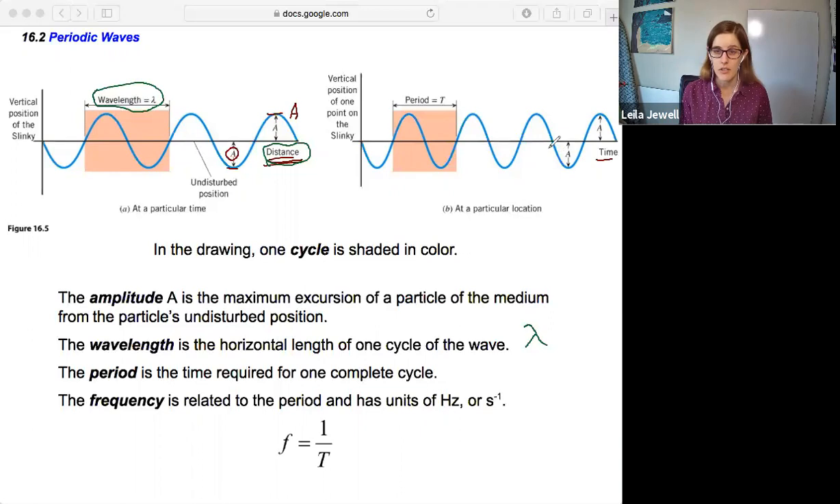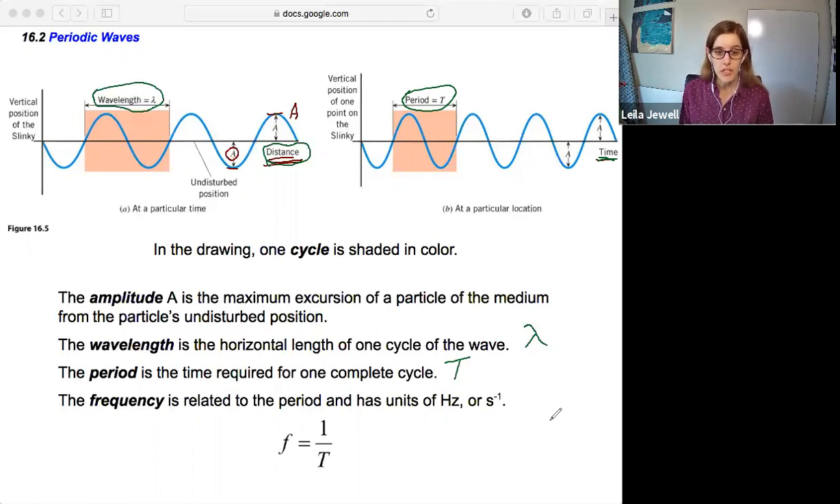The period is the same idea as wavelength, but having to do with time instead of distance. So if we instead look at a plot of the position of one point as a function of time, then if we look at one complete cycle, that will give us our period. And period we've seen before, it has the letter capital T. So because it's a capital T, that indicates there's the time for one complete cycle. It's not a lowercase t.